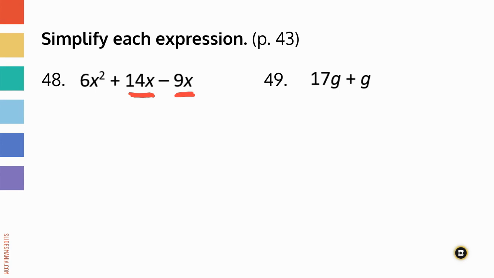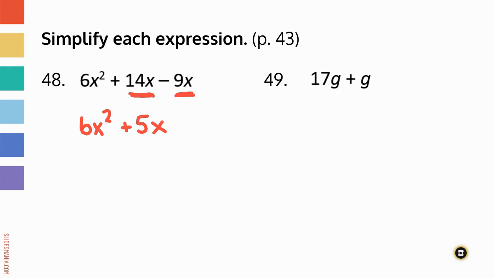Okay, so we're going to bring down the 6x squared, and then we're going to do 14x minus 9x, and that is going to give me 5. 14 minus 9 is 5, and then x comes down next to it. Do not drop your x. That x will always still be there. Okay, so my simplified answer is going to be 6x squared plus 5x.